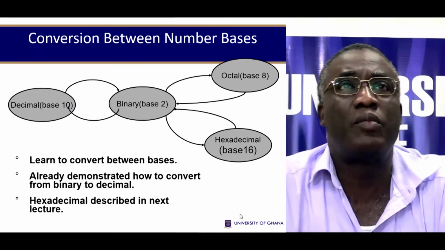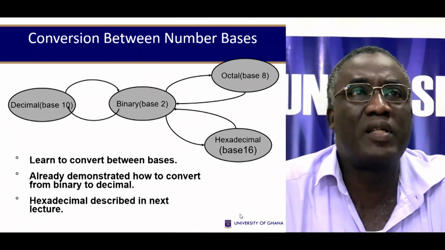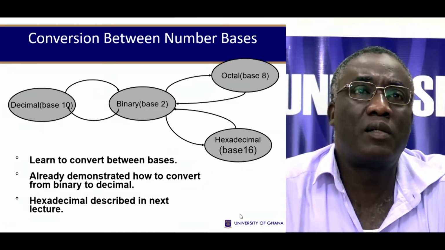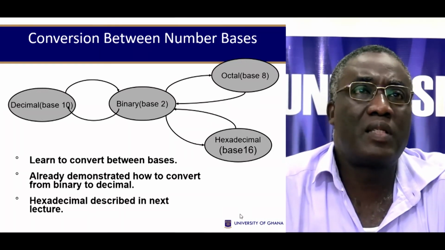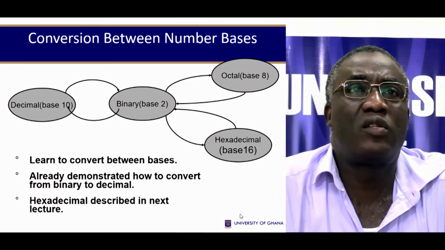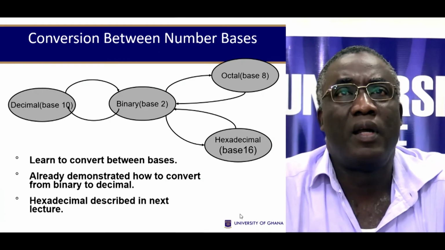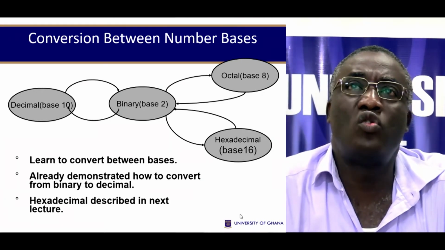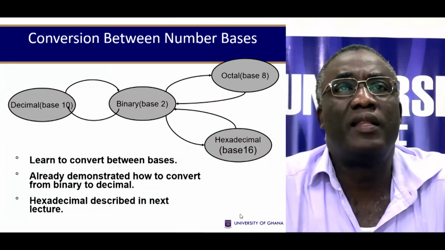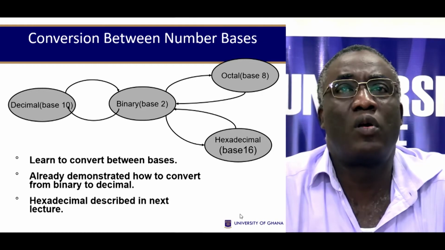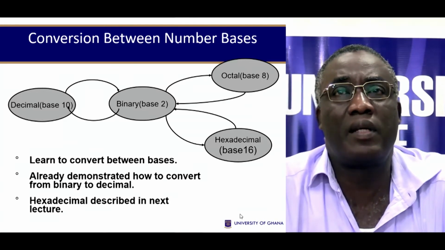How do you convert between numbers, the number bases? Well, you need to do things in a certain way. So if you have a decimal number, you first convert that into a binary number. And then if you want to convert that into an octal number, you can do that conversion, and then you can convert the binary number also into a hexadecimal number.